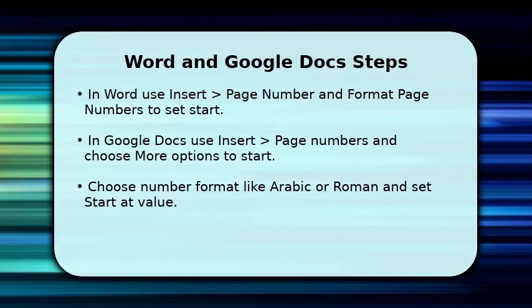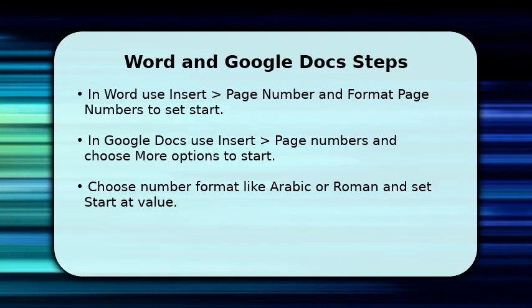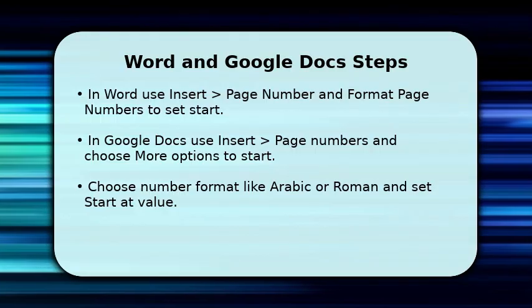In Microsoft Word, choose Insert then Page Number and pick a position for the number. Use Format Page Numbers to choose number style and set Start at to a specific value. Toggle Different First Page in the header and footer tools to remove numbering from a cover page.